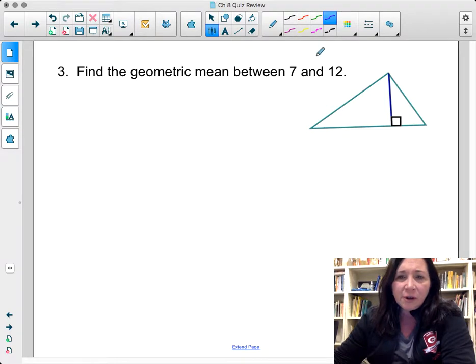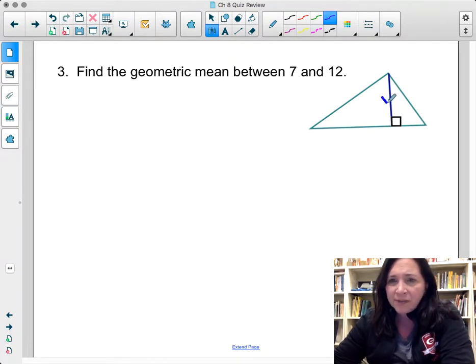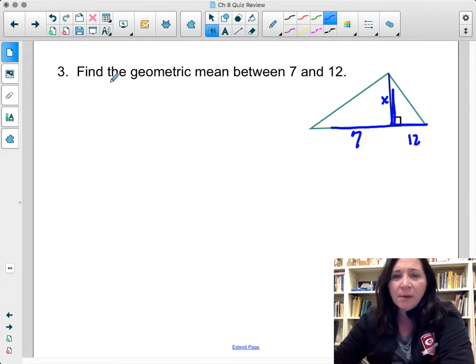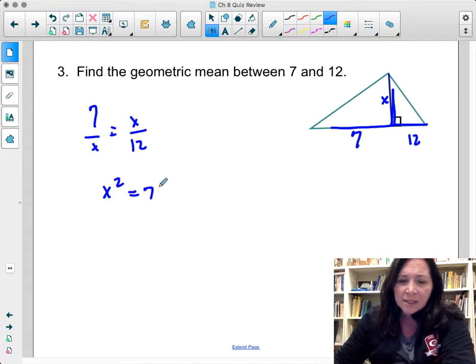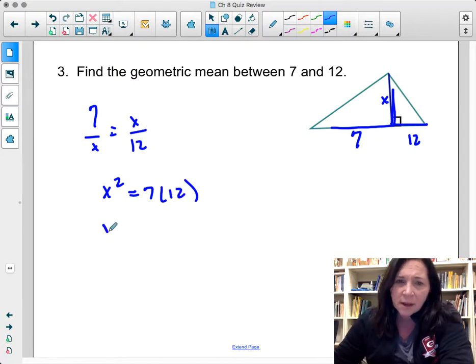This is the geometric mean between 7 and 12. So what we're asking for is, what is this value here? So you have 7 length, leg is to height as height is to leg. And those could be flipped around, but it doesn't really matter. We're going to go 7 is to x as x is to 12. We're going to cross multiply. We get x squared is equal to 7 times 12, which is 84. So we have x squared is equal to 84.